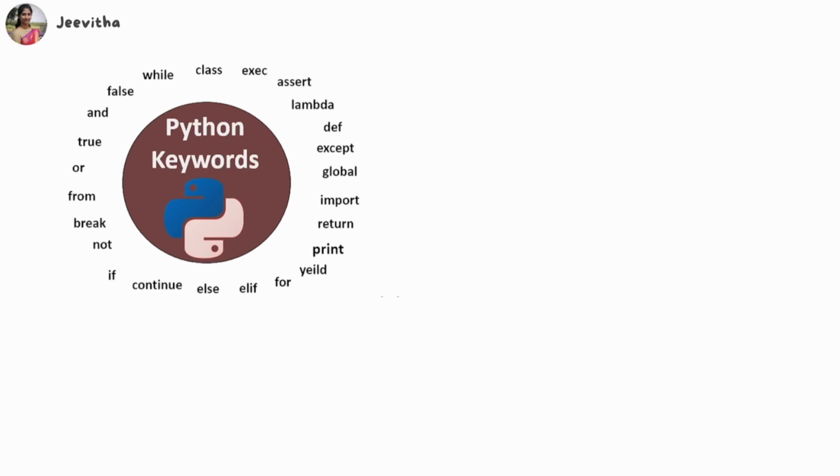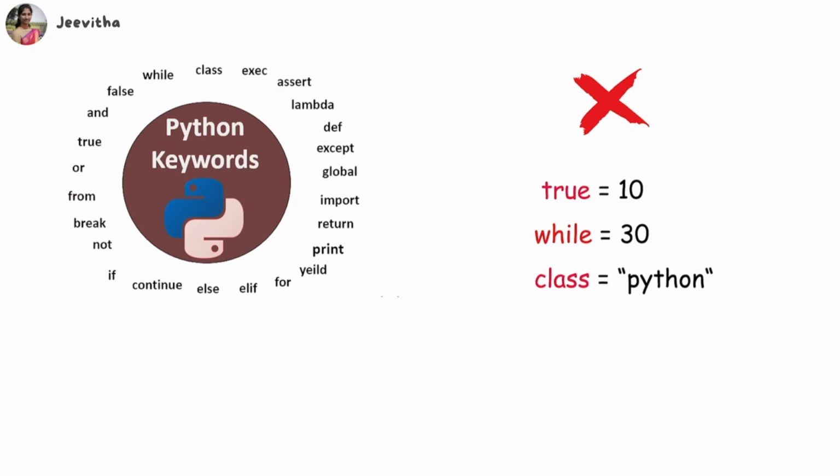We have keywords in Python such as while, class, def, except, from, break, True, False, and many more. These are the different keywords available in Python. While creating a variable, you're not supposed to use these keywords as a variable name. If you write something like True equals 10, this is a wrong way of writing variables. If you give while equals 30 or class equals Python, you cannot use keywords in the place of a variable name. So this is the second rule. Whenever you are creating a variable, you're not supposed to start with numbers, special characters or keywords.